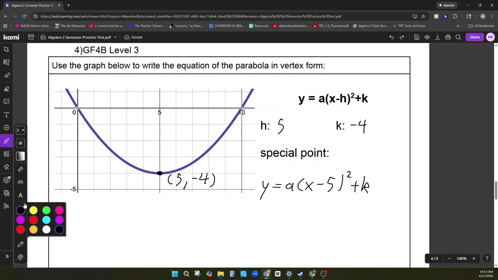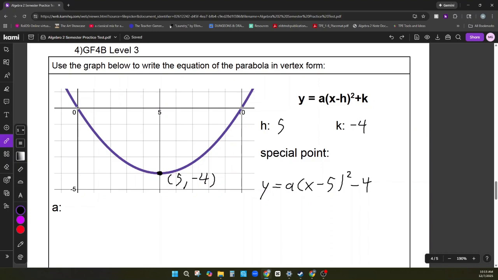Okay? With that in mind, I also need a special point. I need to figure out what my A is, and I can't do that with 3 unknowns. Right now, I have a Y, A, and X value that are unknowns. Ooh, actually, that should be -4. Totally didn't replace my K. So as of right now, when I do it correctly, I have 3 unknowns. And I can't solve for A while I have 3 unknowns.